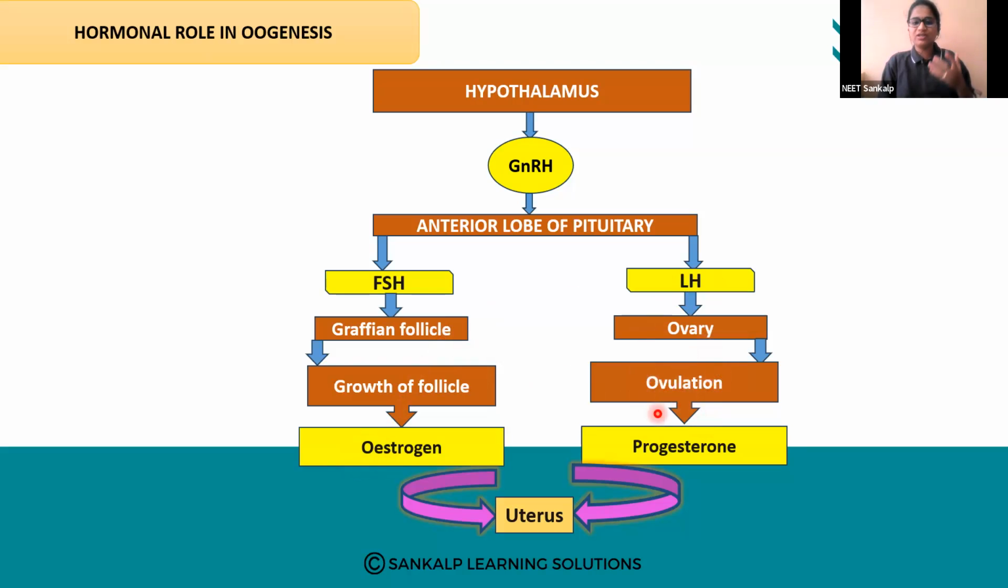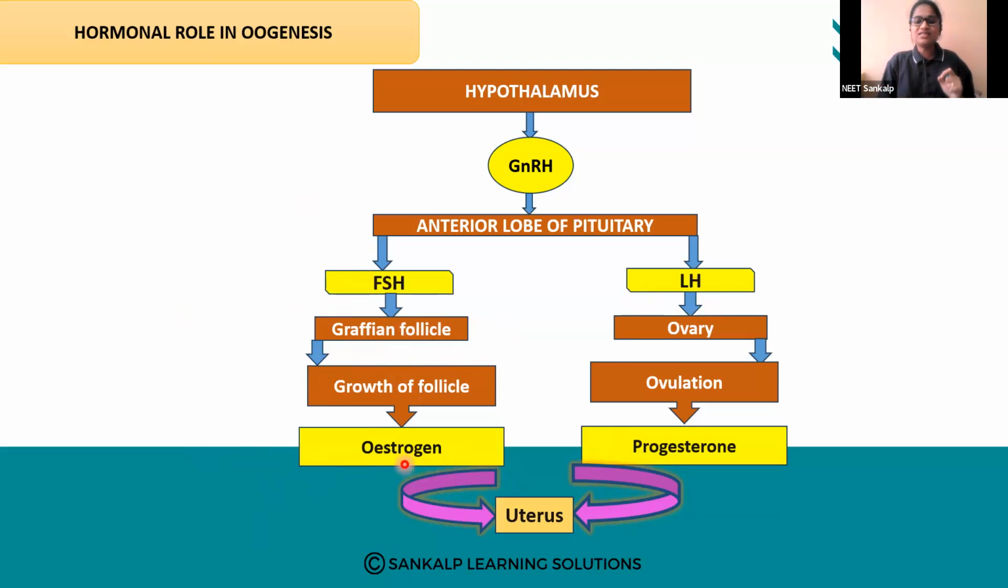After ovulation, it releases progesterone. So estrogen and progesterone levels go on increasing. When the estrogen level increases, it negatively influences follicle stimulating hormone. That is, when estrogen level increases, the follicle stimulating hormone level decreases. Once its level decreases, the formation of follicles will decrease. Like this, there will be a negative impact of estrogen on FSH as well as LH, that is luteinizing hormone.